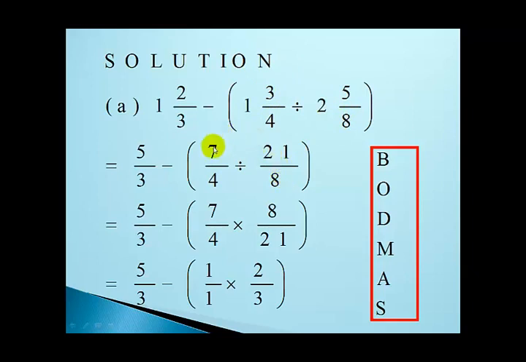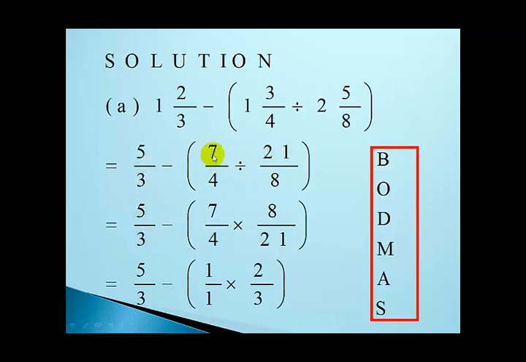So now you also look outside the bracket. We have 1 whole number 2 over 3 is a mixed fraction, so we also convert. 3 times 1 is 3, and 3 plus 2 is 5, so you have 5 over 3. But the 5 over 3 remains the same because you are still solving the bracket. Now we have 7 over 4 divided by 21 over 8. Now a step down, 5 over 3 remains the same, minus, we are still solving the bracket.